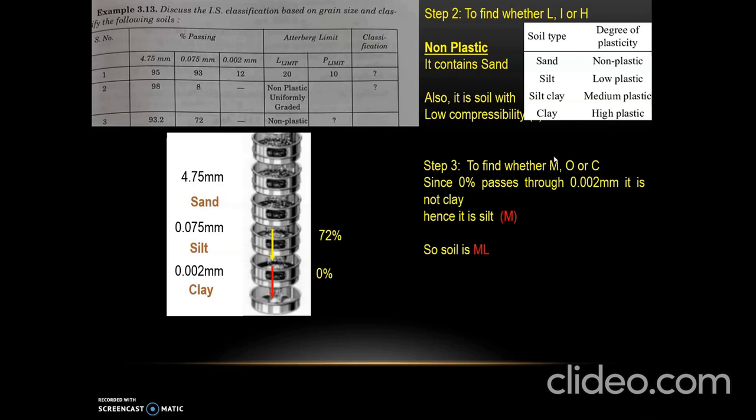Now we will check whether it is silt, organic matter or clay. In the problem, it is mentioned that 0% of the soil passes through 0.002 mm. That means since there is no percent passing through 0.002 mm, soil does not contain any clay particles. It will have only silt. So the first letter to be used is M. So we write finally the soil as ML. That means it is the soil with low compressibility and having silt content and also sand in it.